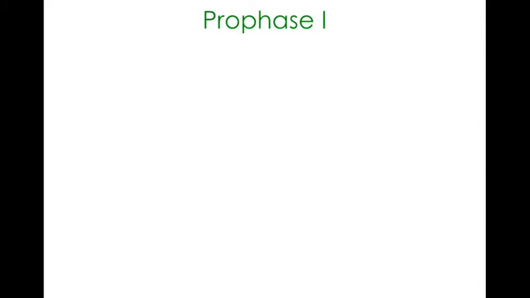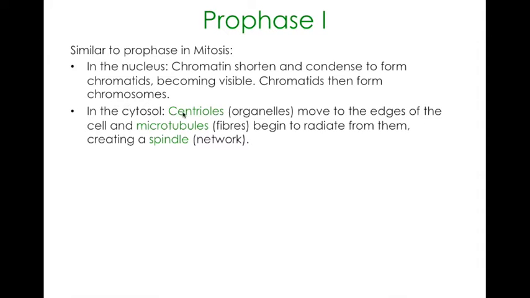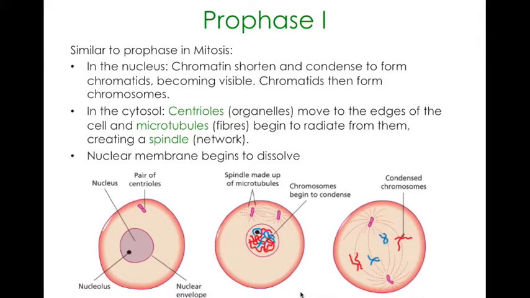Let's go. Prophase 1. In the first prophase, it is very similar to prophase in mitosis. In the nucleus, you have the chromatin shortening and condensing to form chromatids, and then they will become visible. The chromatids will then form your chromosomes. Now, in the cytosol, which is the rest of the cell, the centrioles, which are the organelles responsible for developing the microtubules, will begin to form your spindle network. Very similar to mitosis, same kind of form. The nuclear membrane will then dissolve, and you have, once again, a very similar occurrence.